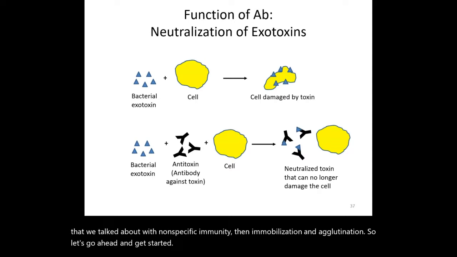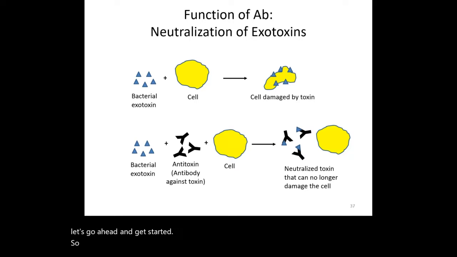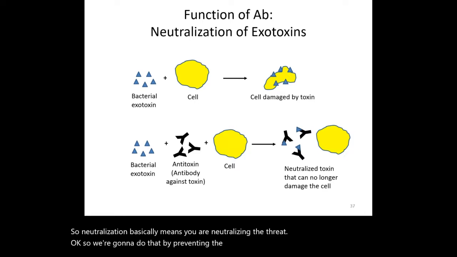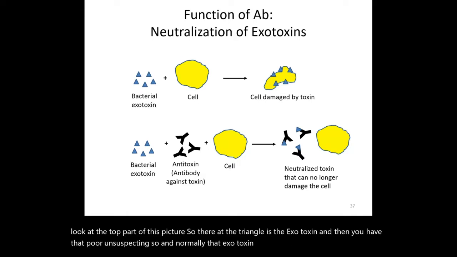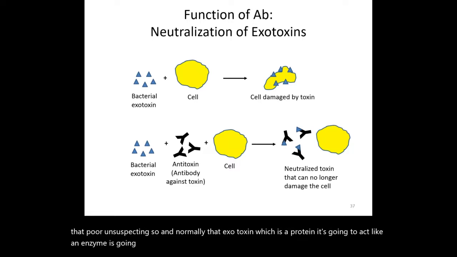So neutralization basically means you are neutralizing the threat, okay? So we're going to do that by preventing the threat from being able to carry out its role. So look at the top part of this picture. There, the triangle is the exotoxin, and then you have that poor unsuspecting cell. And normally that exotoxin, which is a protein, is going to act like an enzyme, wreak havoc on the cell and normally kill it. So that's what you can see happens there.